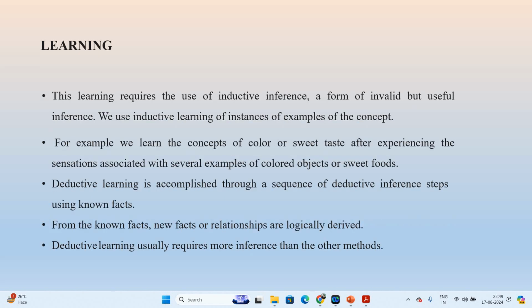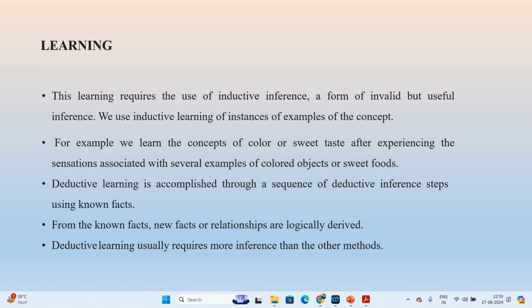And normally this learning requires the use of inductive inference. What is the meaning of inductive inference? A form of invalid but useful inference. We use this kind of inductive learning from instances, examples of the concept. In machine learning, we go to decision tree learning. This decision tree learning is one of the best examples of this inductive learning, which is a supervised learning concept.